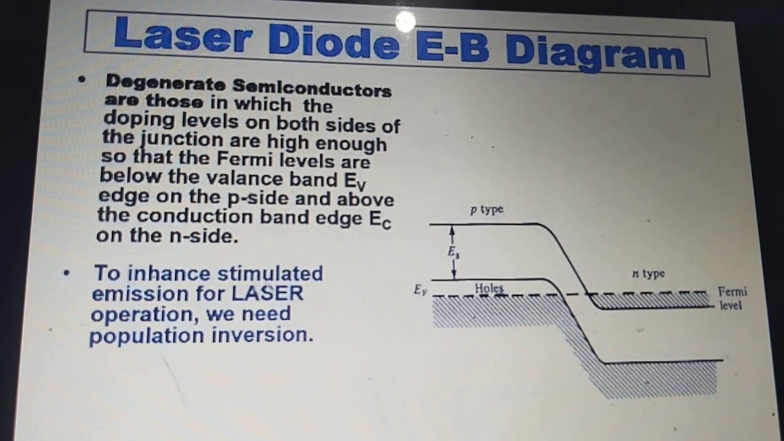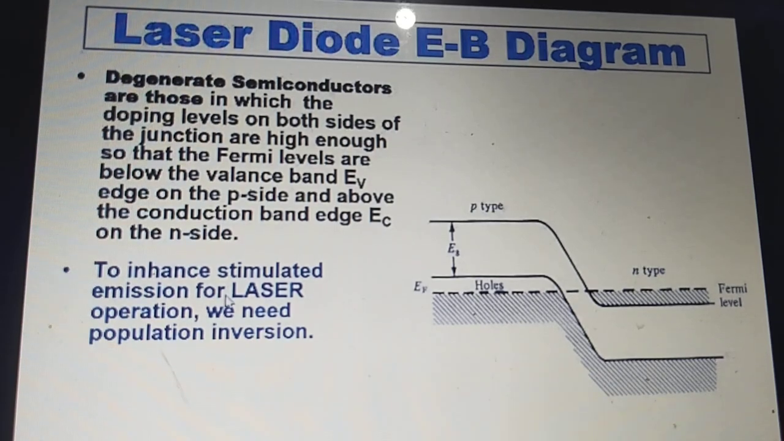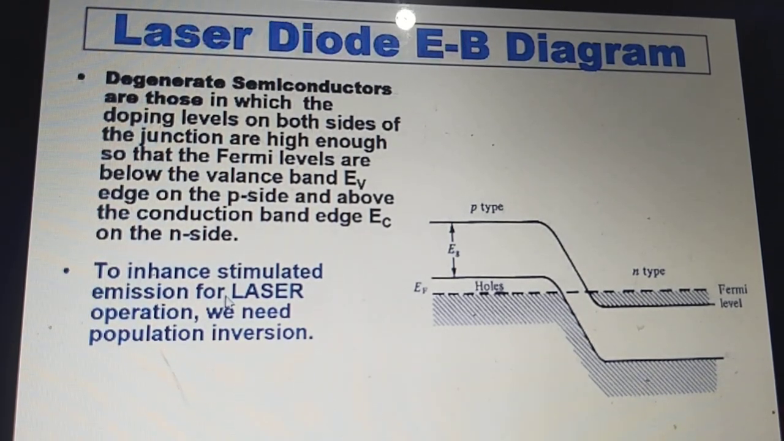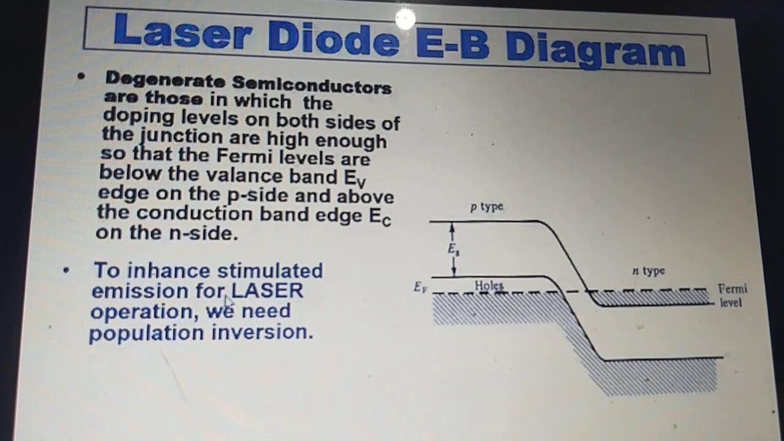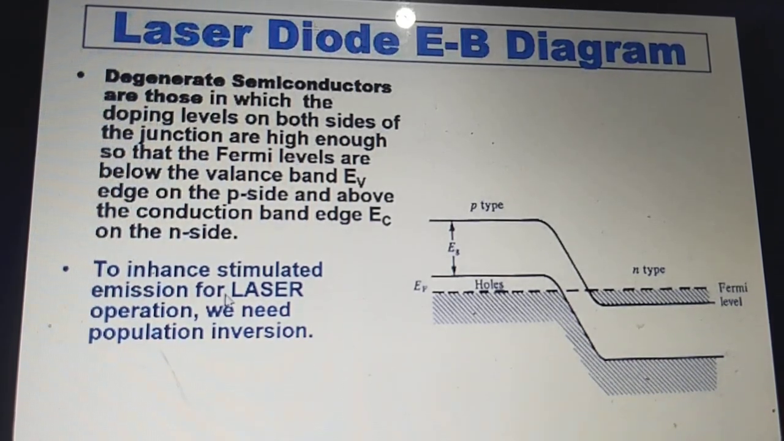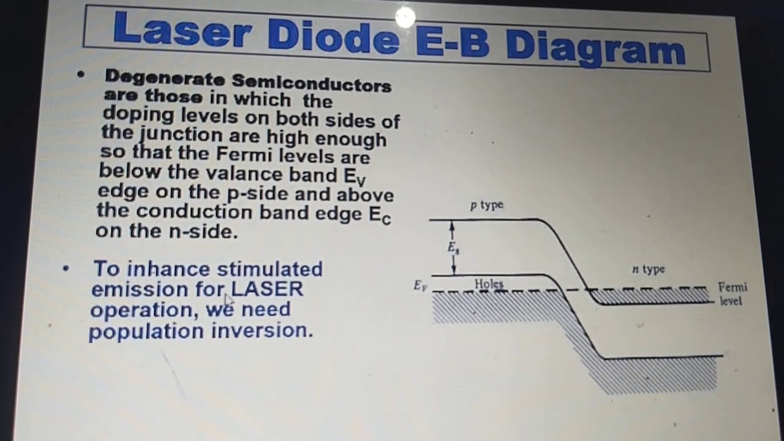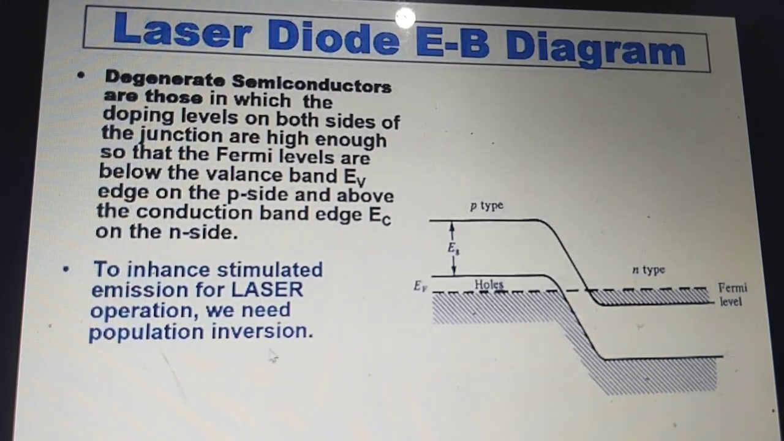To enhance stimulated emission, you know that stimulated emission is the prerequisite term associated with lasers. Stimulated means multiple photons possess the same wavelength and the same phase also. To enhance the stimulated emission for laser, we need population inversion.